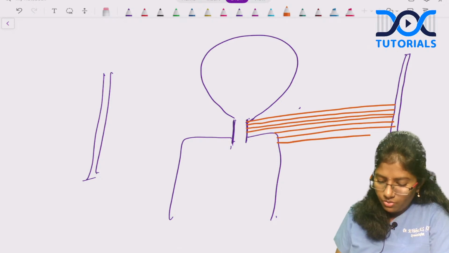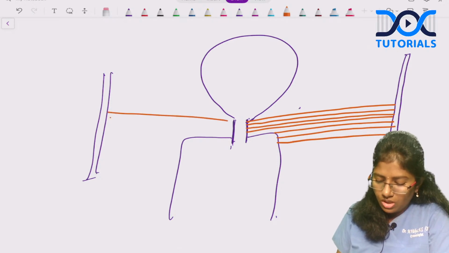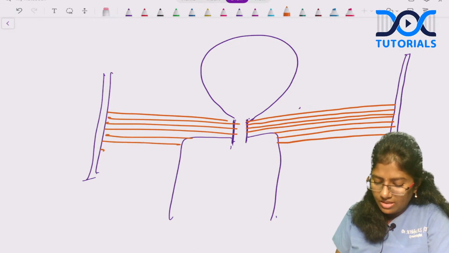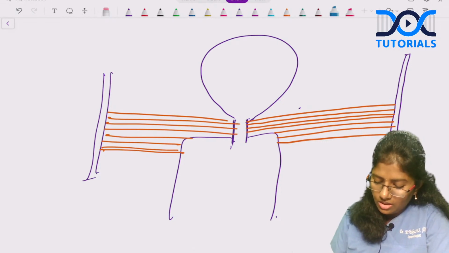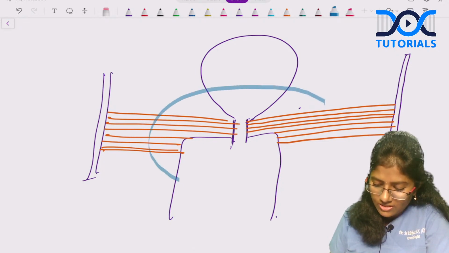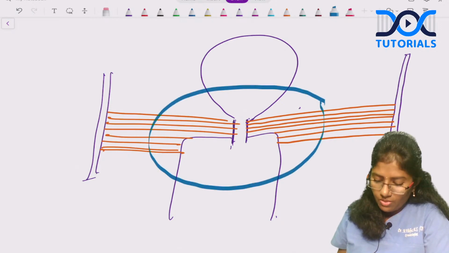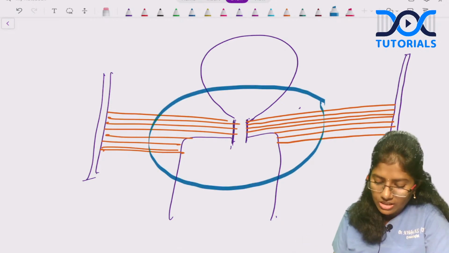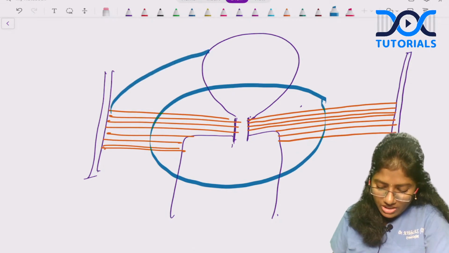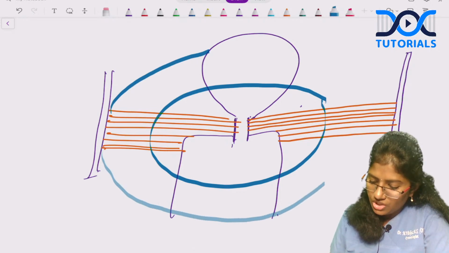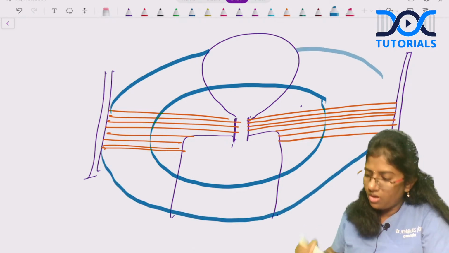Now I want you to draw 2 circles. The first circle will be the inner circle, and this circle will include the upper vagina and the medial half of the Mackenrodt's ligament. So this circle will be like this. And I want you to draw the second circle, and that circle will include the lower vagina. It will also touch the lateral pelvic wall.